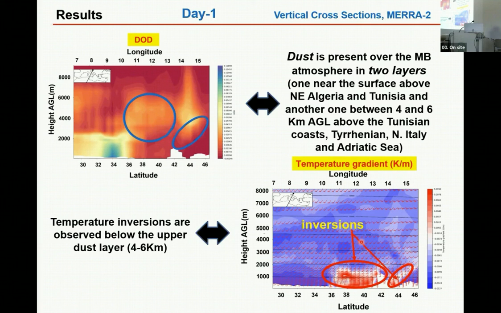At the bottom right figure we can see the temperature gradient, and with red color we indicate the temperature inversions, while with white shaded areas we indicate the reduced temperature gradients. What we observe is that temperature inversions and the reduced temperature gradients are observed just below the elevated dust layer.